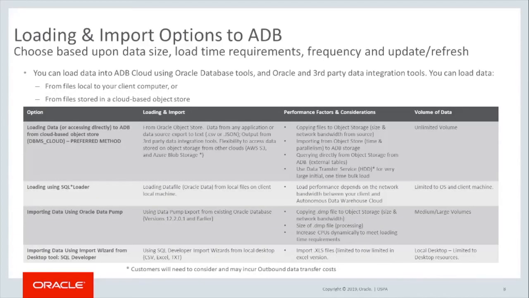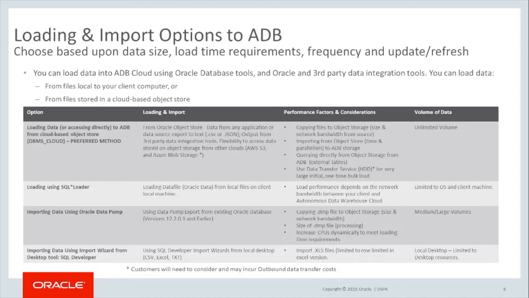You can load data into ADB Cloud using Oracle database tools and Oracle and third-party data integration tools. You can load data from files local to your client computer or from files stored in cloud-based Object Store. The Oracle Autonomous Database has built-in functionality called DBMS Cloud, specifically designed so the database can move data back and forth with external sources through a secure and transparent process.